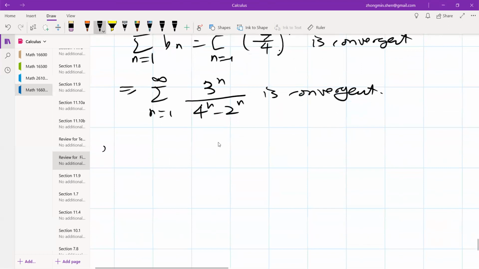And finally, go back to power series representation. Find a power series representation for the following function.